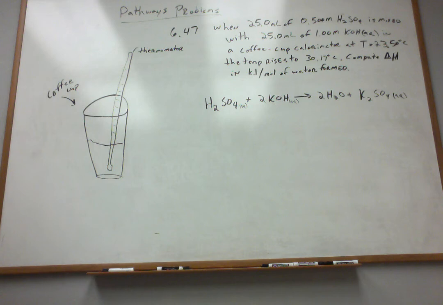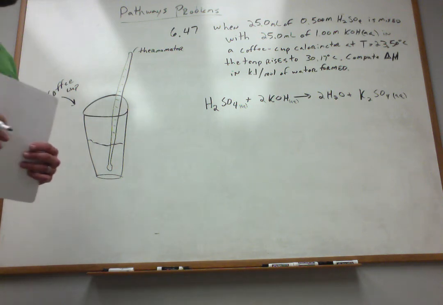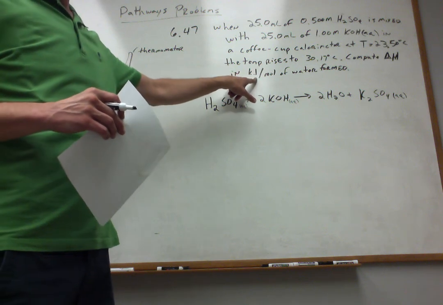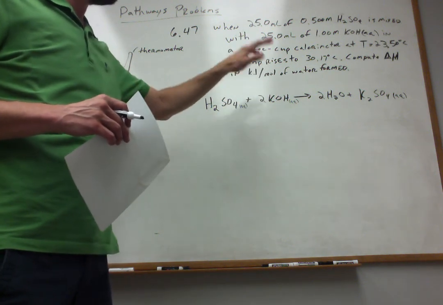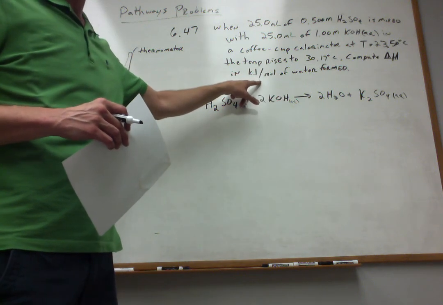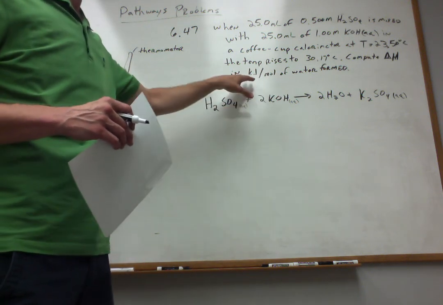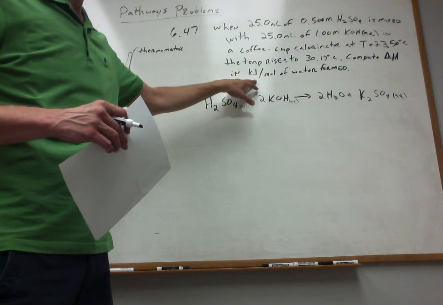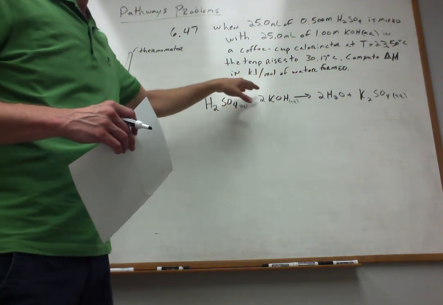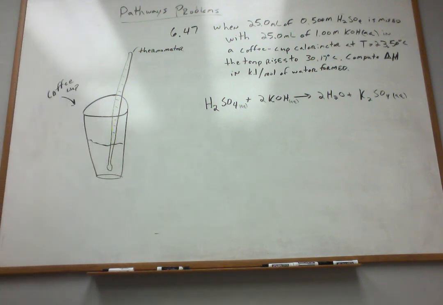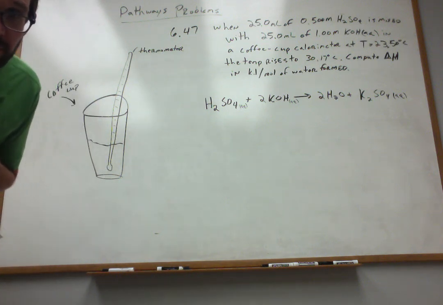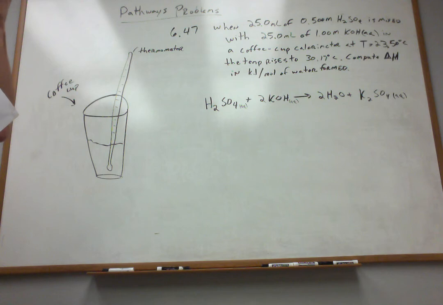triangle H, which is the enthalpy change of reaction in kilojoules per mole of water formed. So we want to know the enthalpy change associated with the formation of 1 mole of water in kilojoule units. Now, where do we go with this? My goodness, we have got lots of things going on, okay?